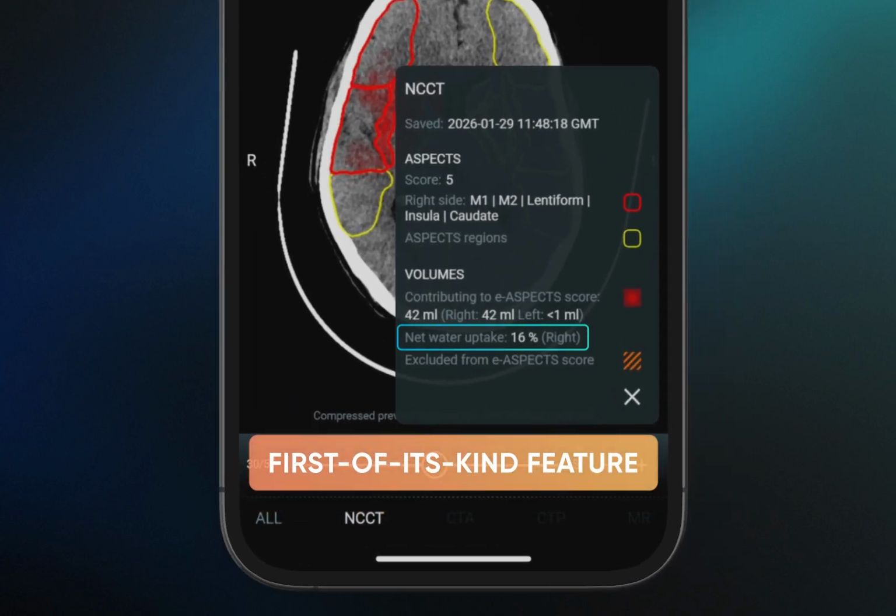The higher the net water uptake value, the darker the region of the brain injury, and the more severe the ischemic injury to that part of the brain.